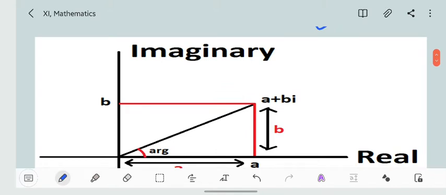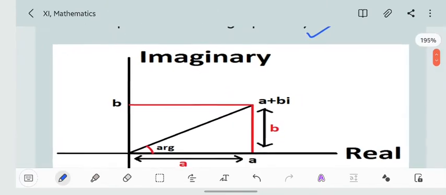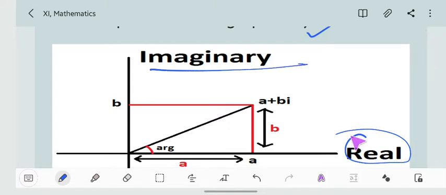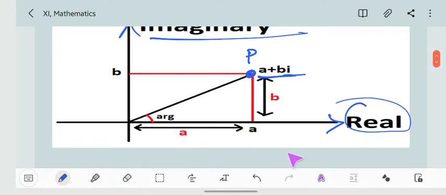Looking at this particular graph, one axis is real, another is imaginary. Real is the x-axis points and imaginary is the y-axis points. The position of this point P gives you a plus ib, where a is the distance on the x-axis, the abscissa, and b is on the y-axis. Together it is a plus bi. Simply we can write x, y also.